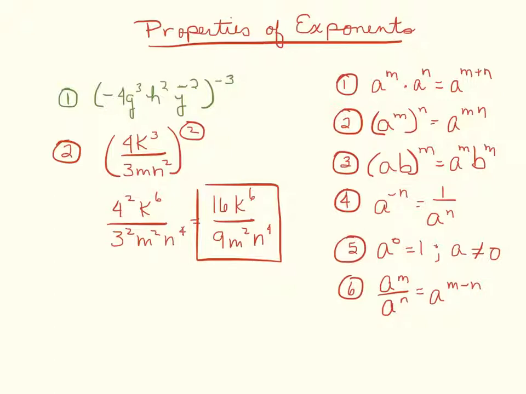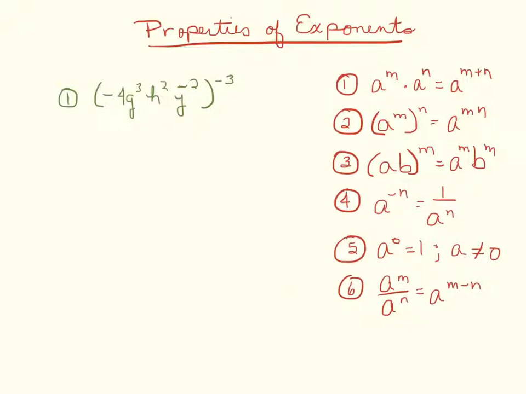16 over 9, I can't simplify. They don't have a common factor. I can't apply rule 6 because I have to have the same bases. This base is k, that one's m, and that one's n. None of those are the same. And 2 is done.